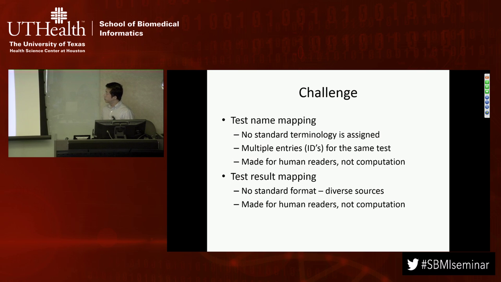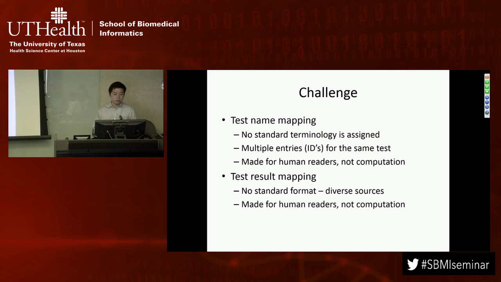During the conversion process, we found we have some challenges. Our task is to convert the laboratory test names and results to a normalized form. But in the UT data, we found there's no standard terminology to represent the laboratory tests. Only an internal ID is assigned to each laboratory record. Furthermore, we also found that multiple entries, meaning multiple IDs, could refer to the same laboratory test. And the laboratory test name is not easy for a computer to process because it's designed for human readers. The same issue also happens on the test results.